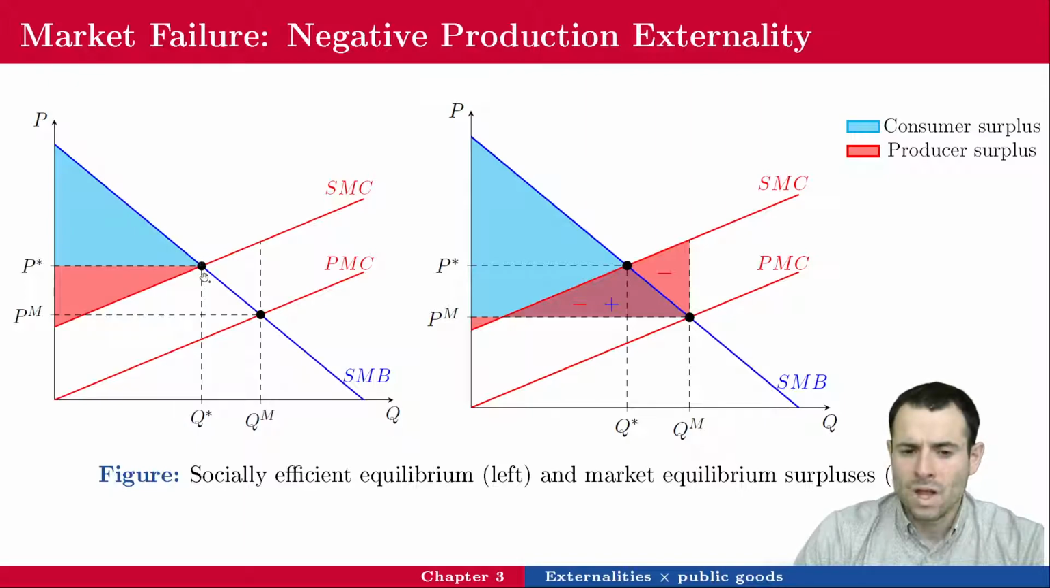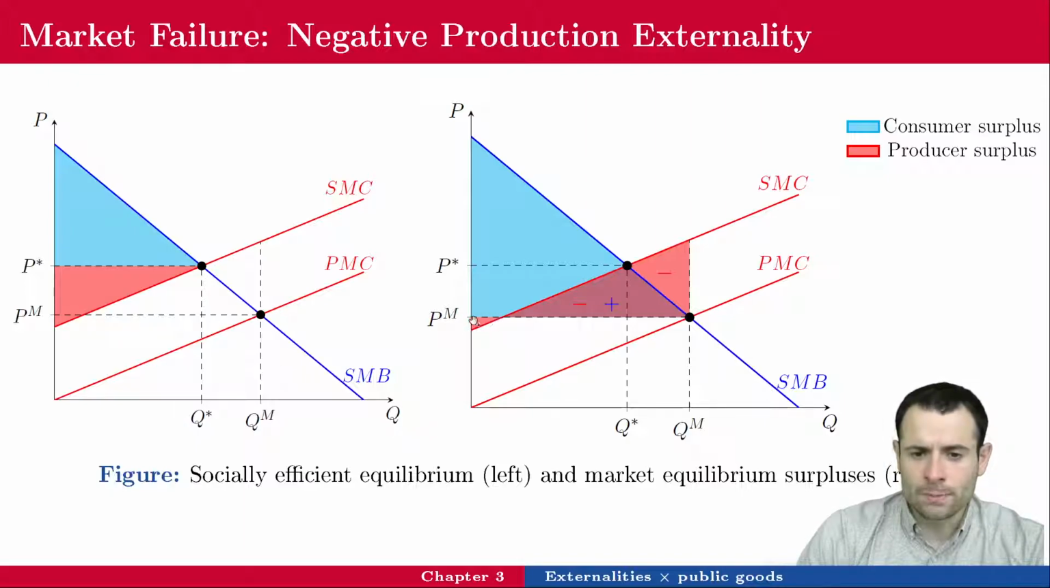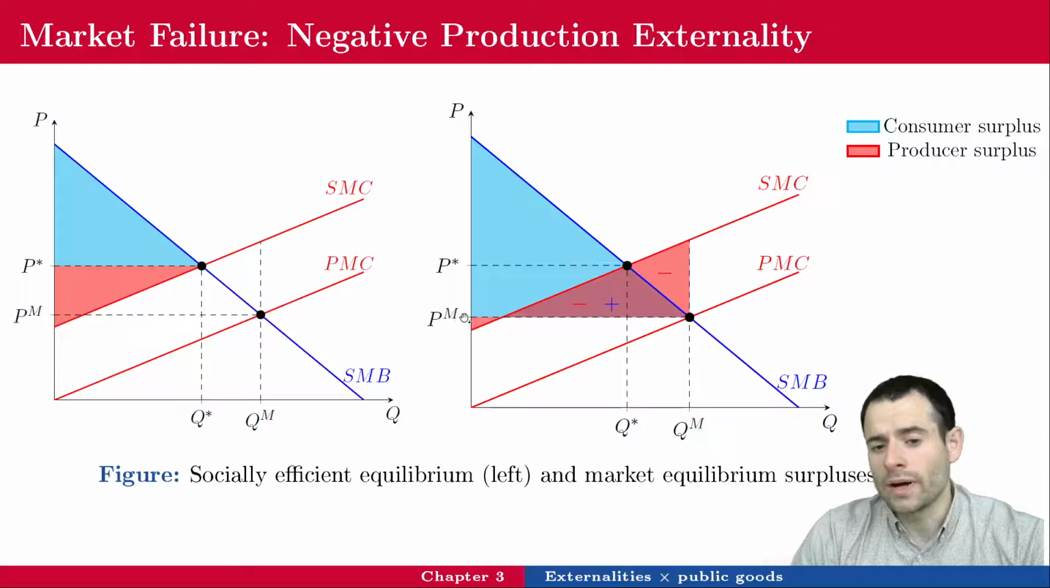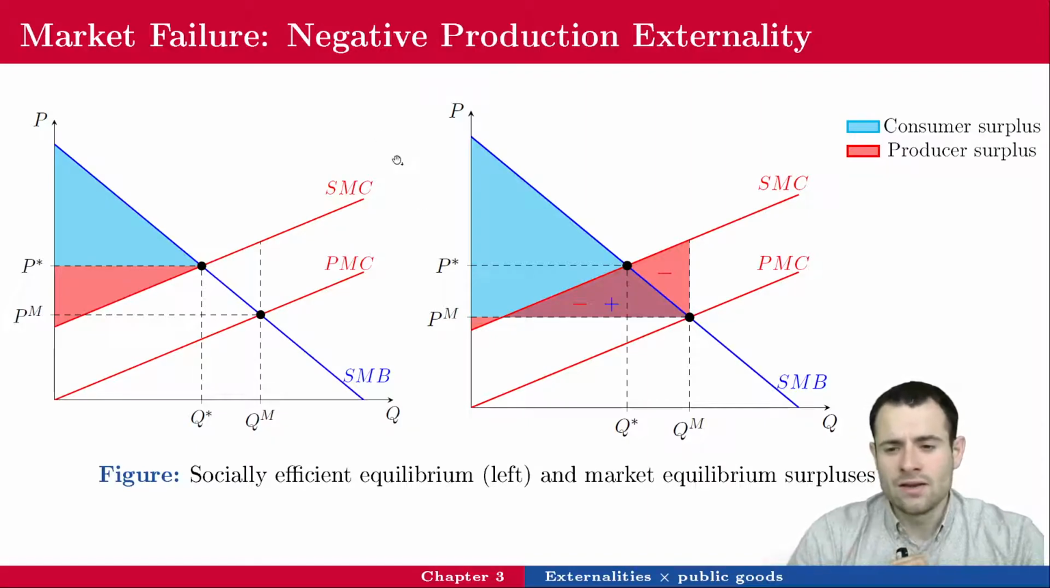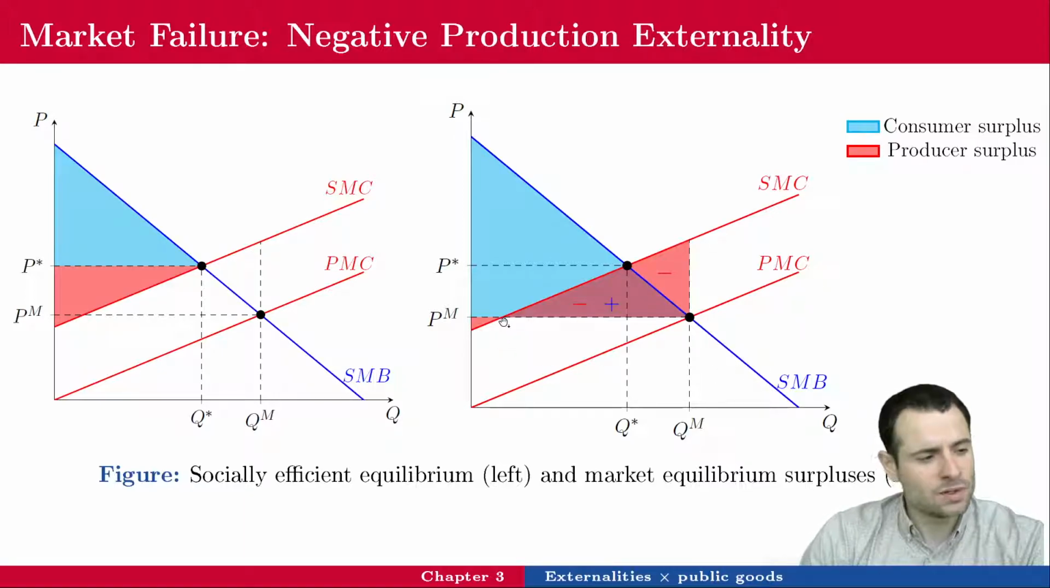Now, look at this tiny red triangle here. This tiny red triangle corresponds to a case where the market price is higher than the price society as a whole is willing to sell the good for. So, it is a positive producer surplus. Remember, this producer surplus also takes into account the firm that produces the good. Now, past this point, the marginal cost of producing the good is increasing, and it becomes higher than the market price.